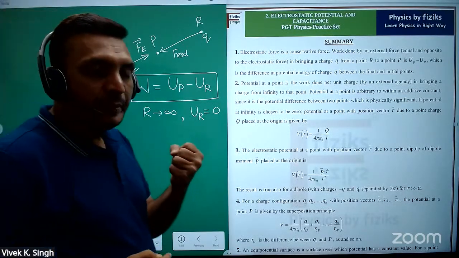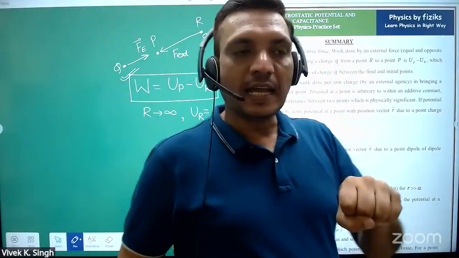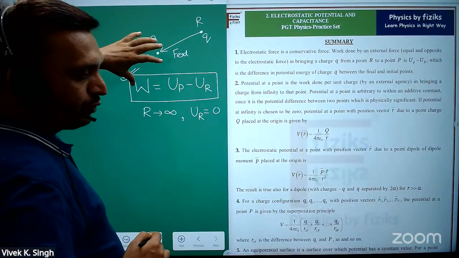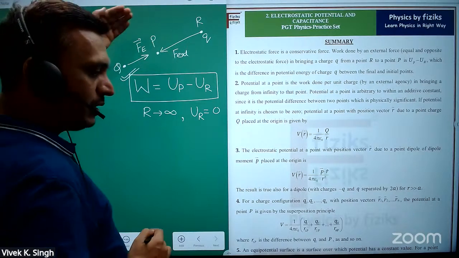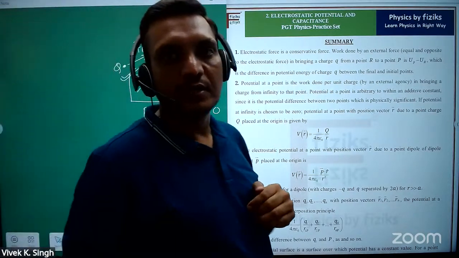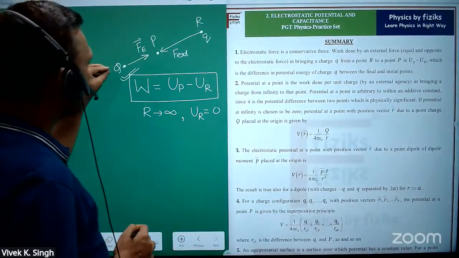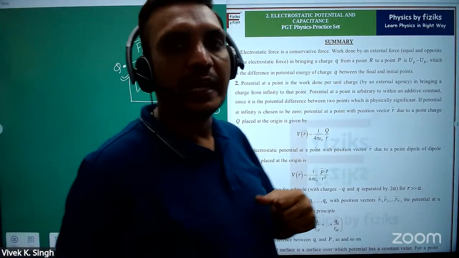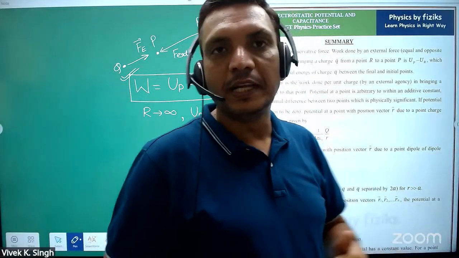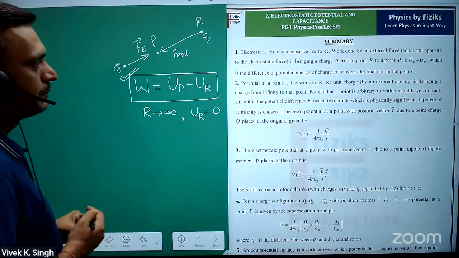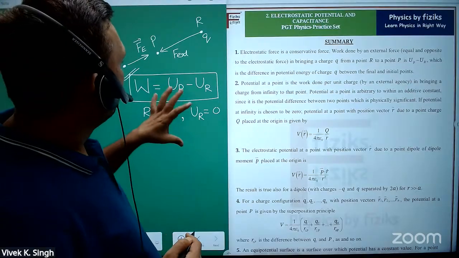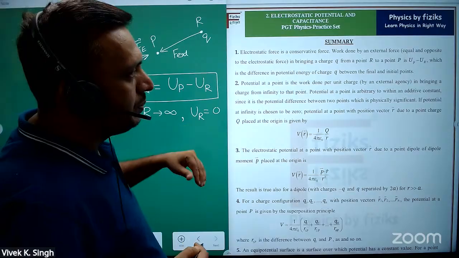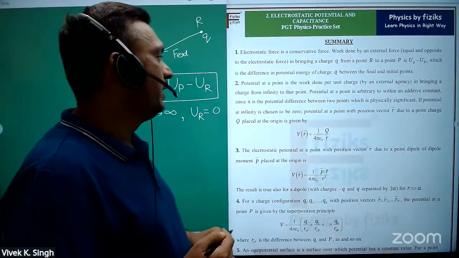So you need some external work to move a charge Q against the repulsive electrostatic force. So the stored potential energy will be positive. If this charge is negative, then the stored potential energy will be negative, because then negative work will be done by the external force. So that is the potential energy. Work done by the external force will be stored as its potential energy.